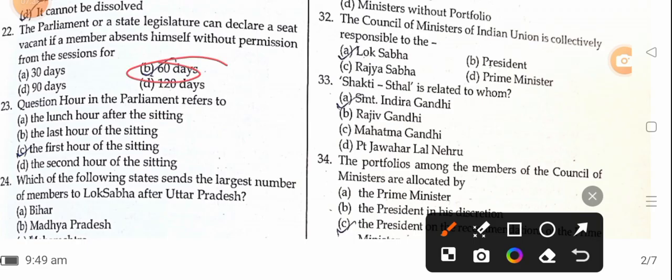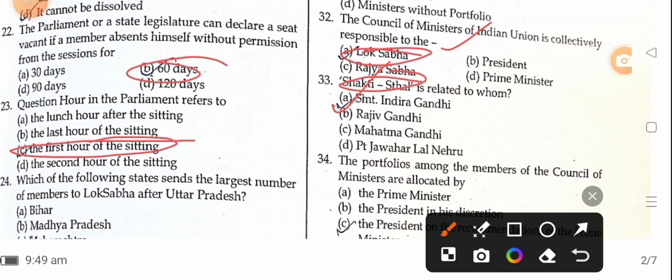Shakti Sthal. The Council of Ministers of the Indian Union is collectively responsible to the Lok Sabha. And Shakti Sthal is related to Indira Gandhi. Question hour in the Parliament refers to the first hour of the sitting. The first hour of the sitting is called question hour in the Parliament.